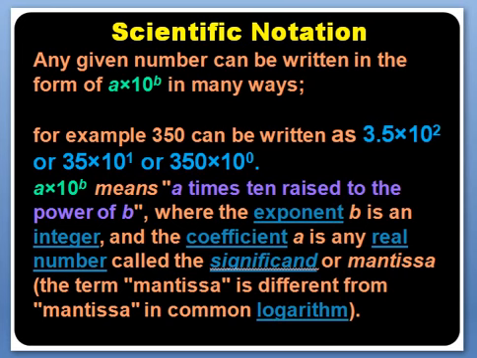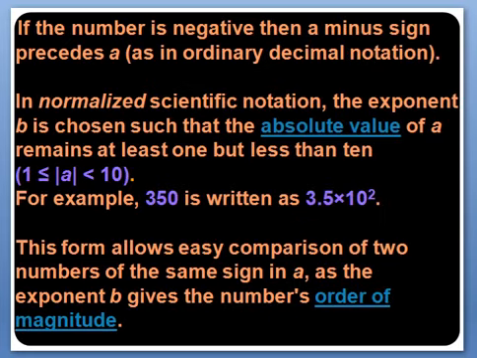Is it? No, it may be positive, may be negative. Why? Because b is an integer, and the coefficient a is any real number called the significand or mantissa. The term mantissa is different from mantissa in common logarithm. So next, if a number is negative, then a minus sign precedes as in ordinary decimal notation.